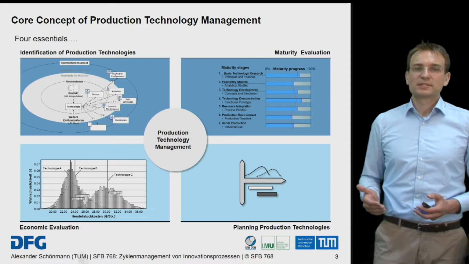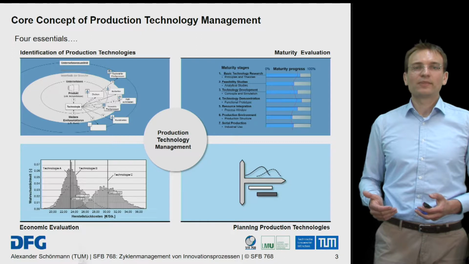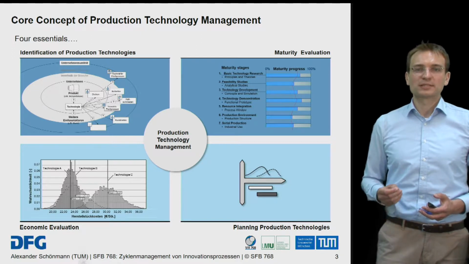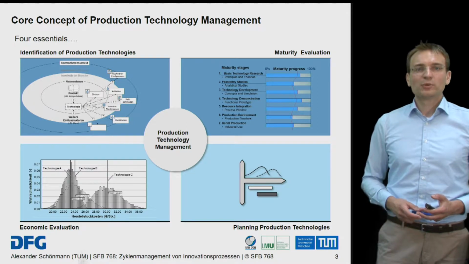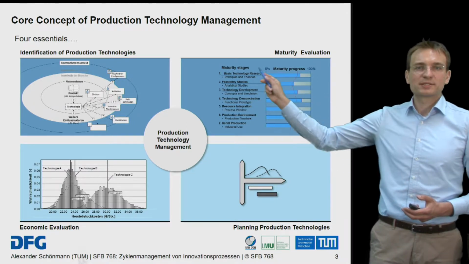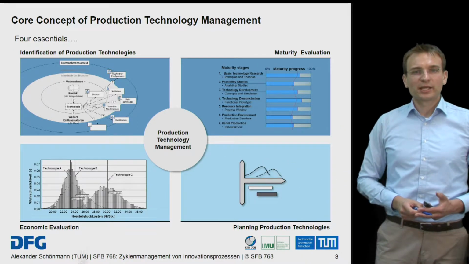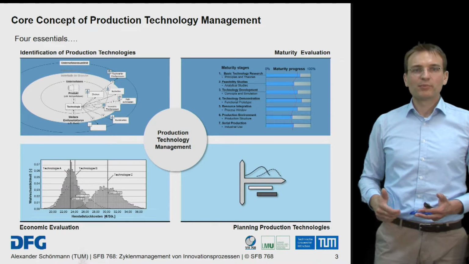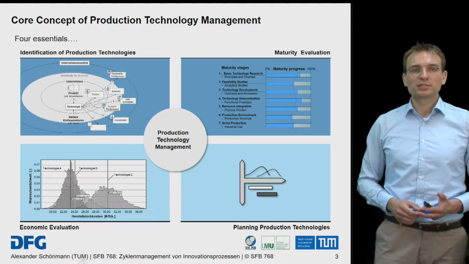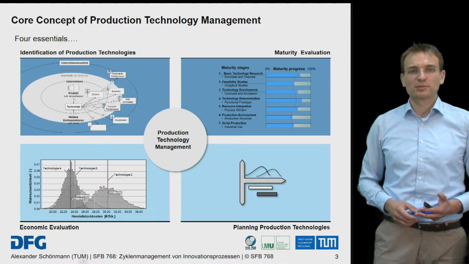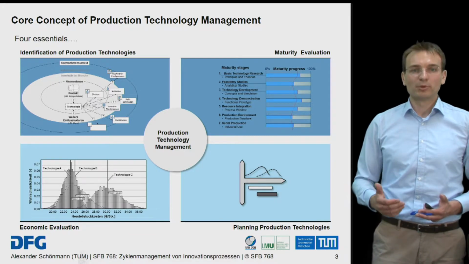Of course, we cannot discuss each developed model in great detail here, but we need to understand the 4 essential parts of a successful industrial production technology management. Therefore, we distinguish 4 main parts as highlighted in the figure, called identification of production technologies, the maturity evaluation, the economic evaluation considering uncertainties, for example, using a Monte Carlo simulation approach, and the planning of production technologies using roadmap approaches.